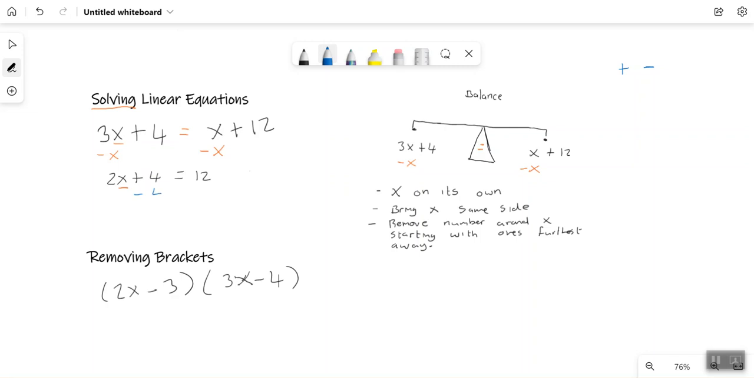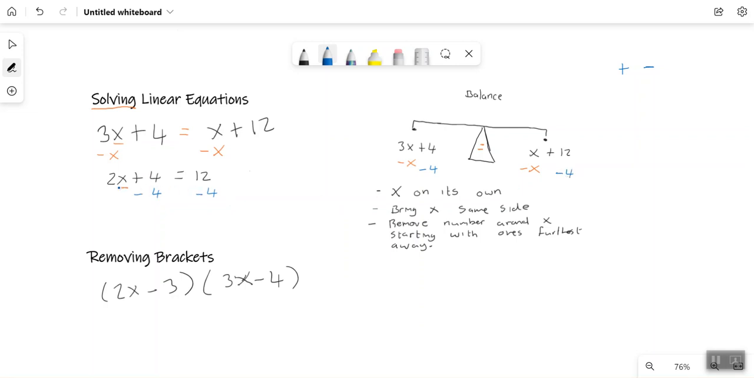And remember, if I take away 4 on this side of the balance, and I don't take away 4 on this side, it'll become unbalanced. So if I subtract 4 from the left-hand side, I have to subtract 4 from the right-hand side as well. So again, I have to subtract 4 from this side also.